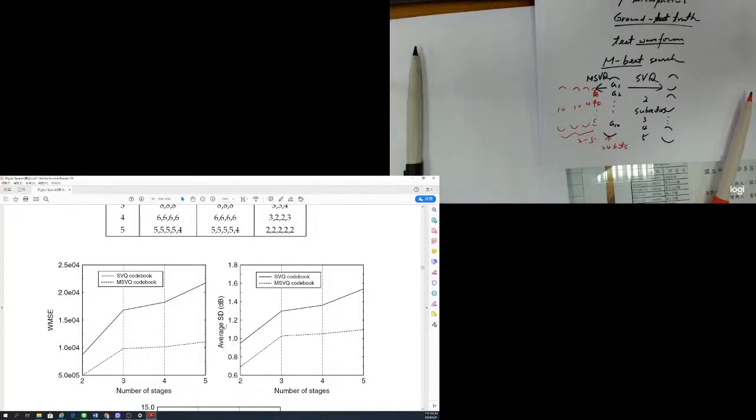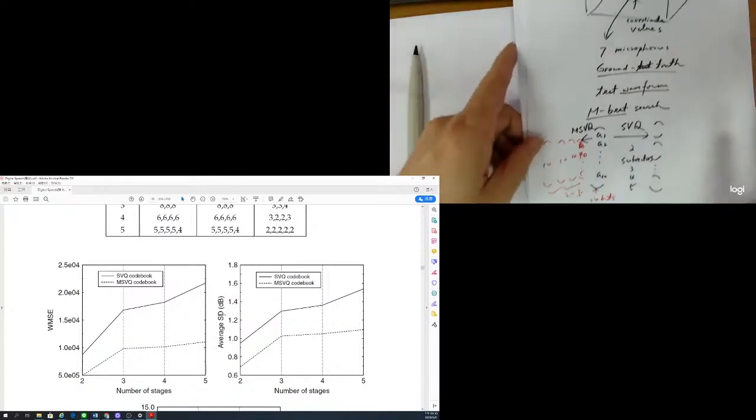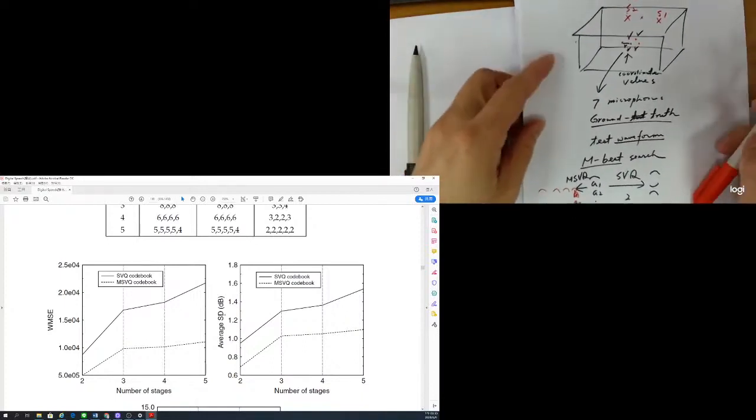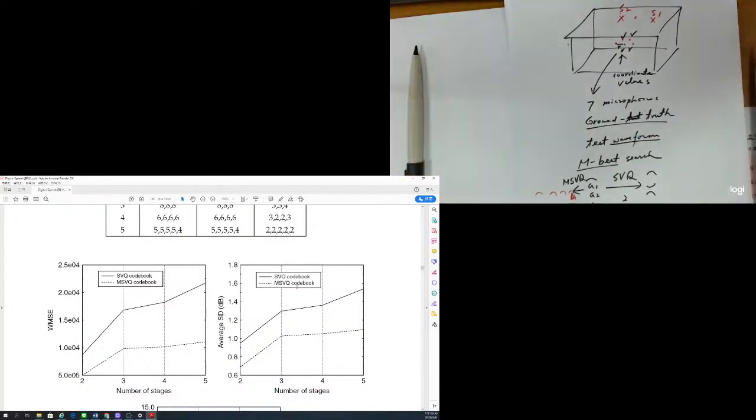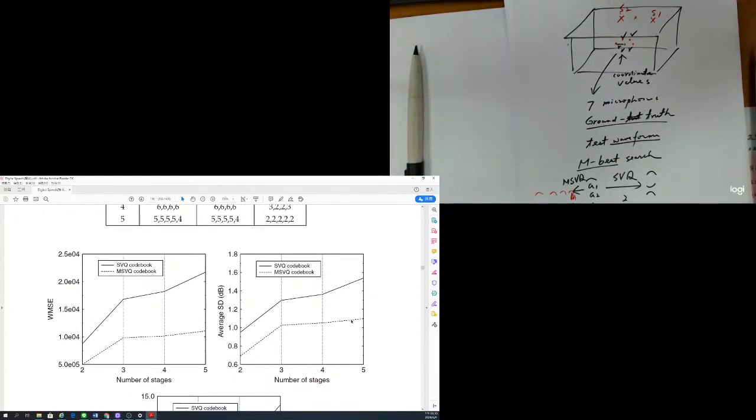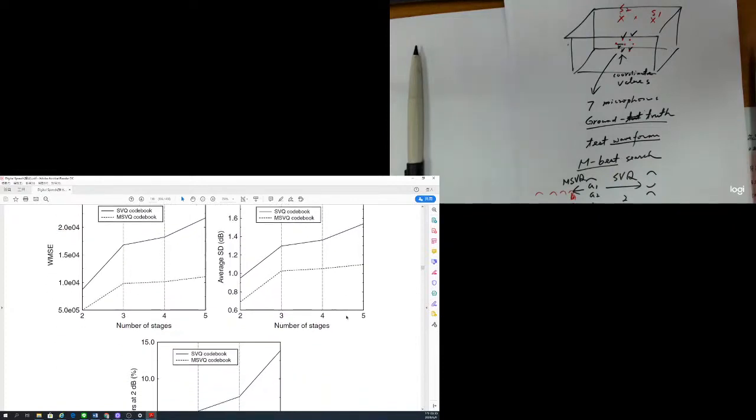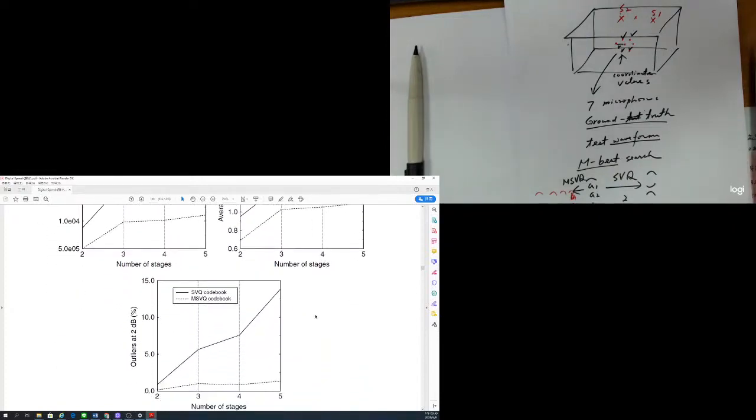And also from the spectrum distortion, lower distortion indicates better performance. If we are trying to get better performance, you can see multiple stage can get a good performance here. And also we consider outliers: with multiple stages, the outlier percentage becomes lower.